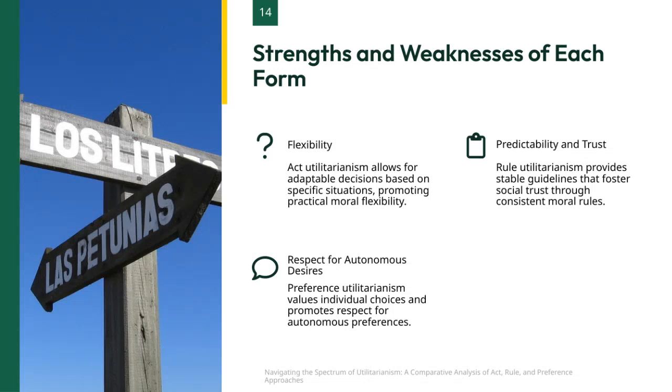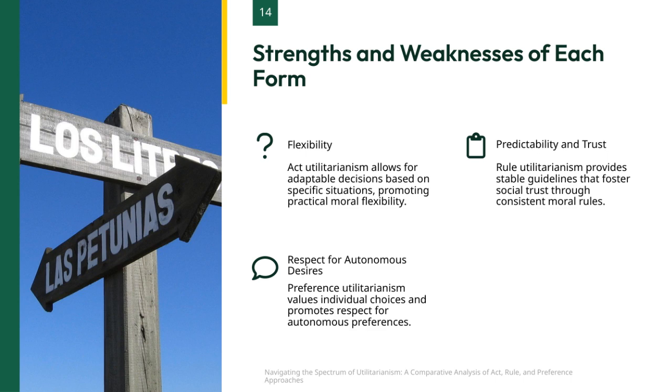Here we explore the strengths and weaknesses of different forms of utilitarianism. Starting with ACT utilitarianism, its biggest advantage is flexibility. It allows us to make adaptable decisions tailored to specific situations, which is great for practical and nuanced moral judgment.